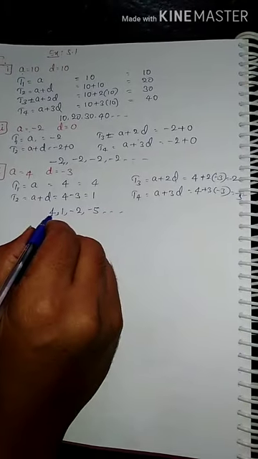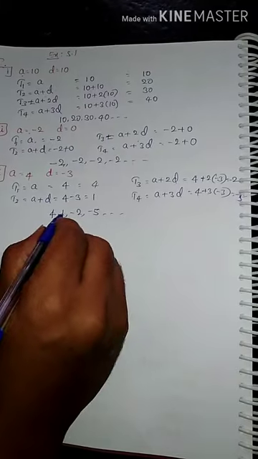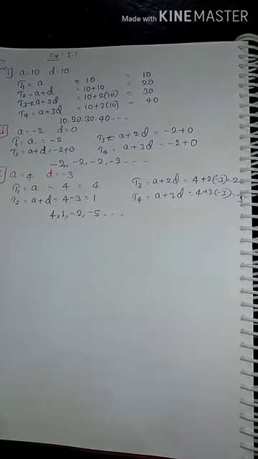See the common difference: T2 minus T1, 1 minus 4 is minus 3; minus 2 minus 1 is minus 3; minus 5 plus 2 is minus 3.